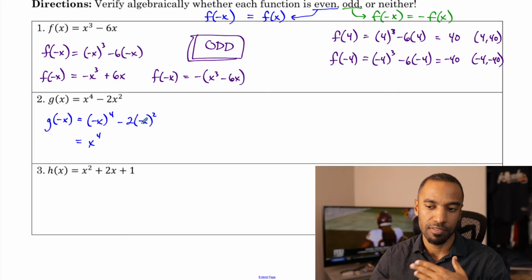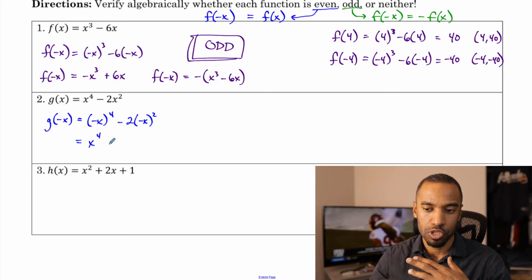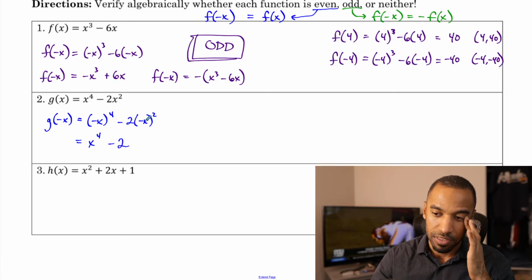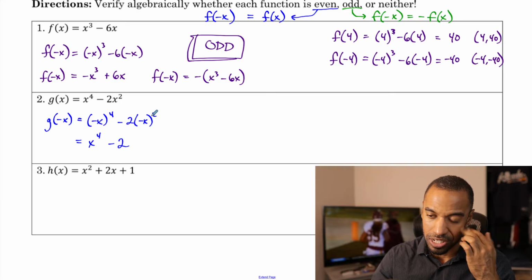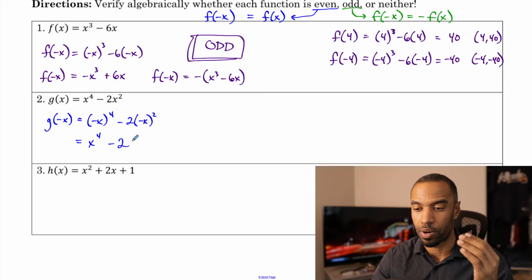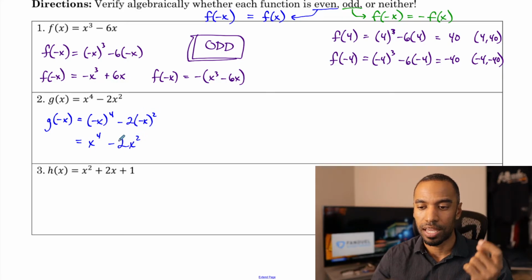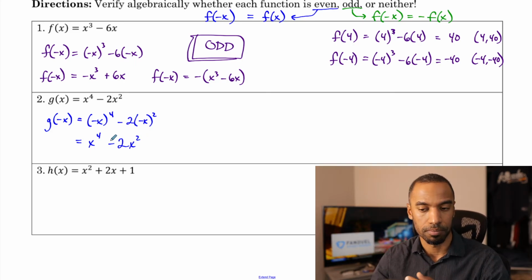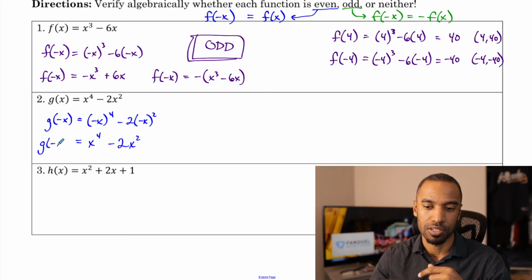I must do this negative x squared first. So let's keep the negative 2 as it is, and let's do the opposite of x squared, which is negative x quantity squared, which is x squared. So negative 2 times x squared goes here. And that's what we get. That's what g of negative x is.